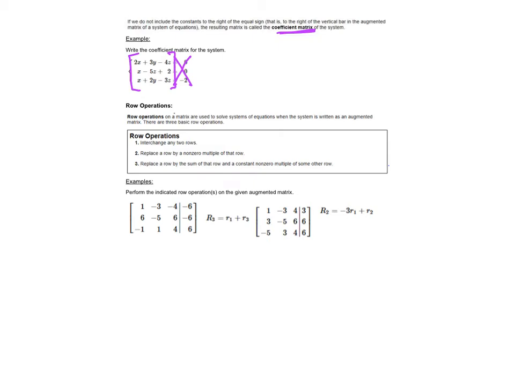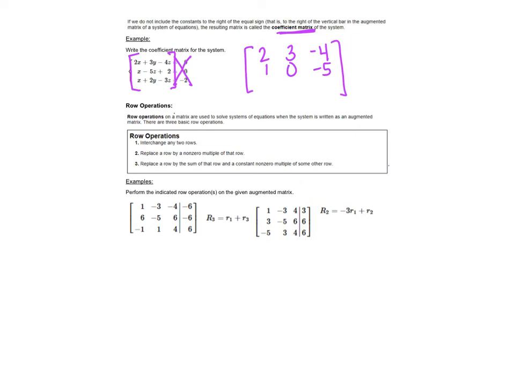I just am not using the equals, right? So pretty simple here. So I'd have a 2 for my x, a 3 for my y, a -4 for my z. Remember, I'm not going to use that equal sign. So moving to my next equation, I'm going to have a 1 for my x. I notice that there is no y, right? So it jumps from my x to my z. So I'm going to put a 0 for the y. And a -5 for the z.